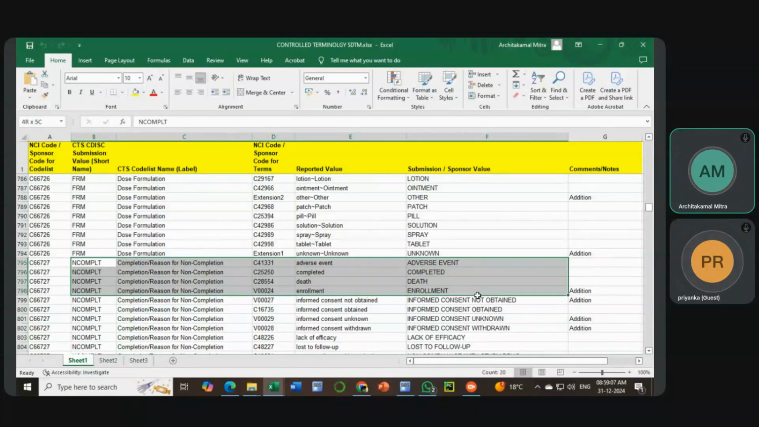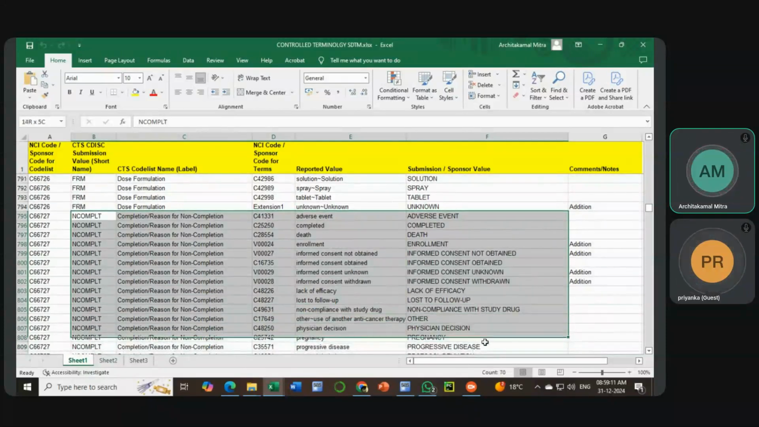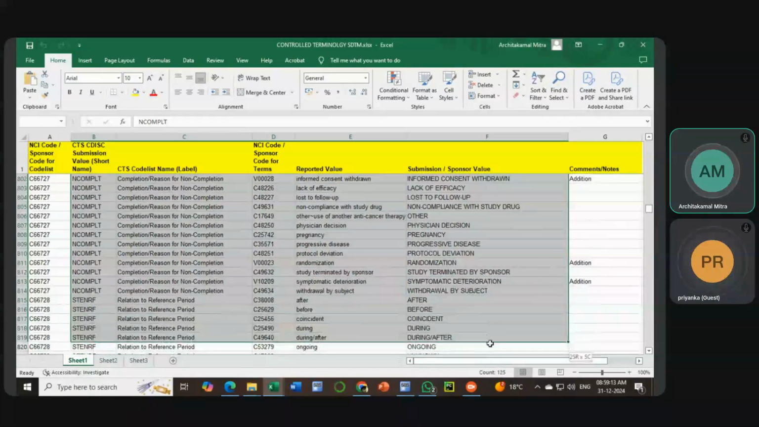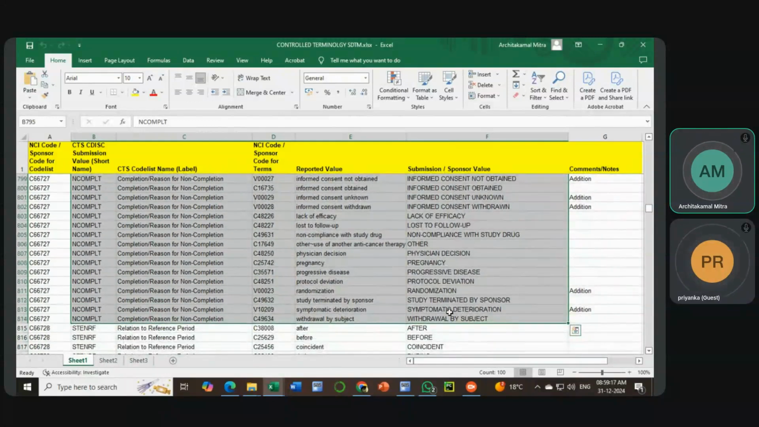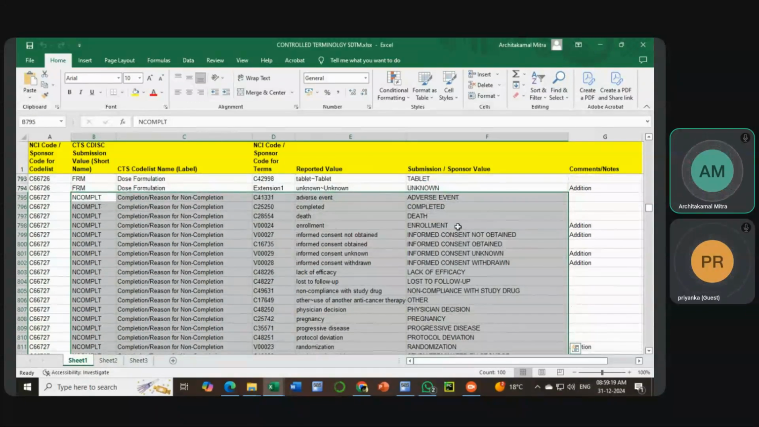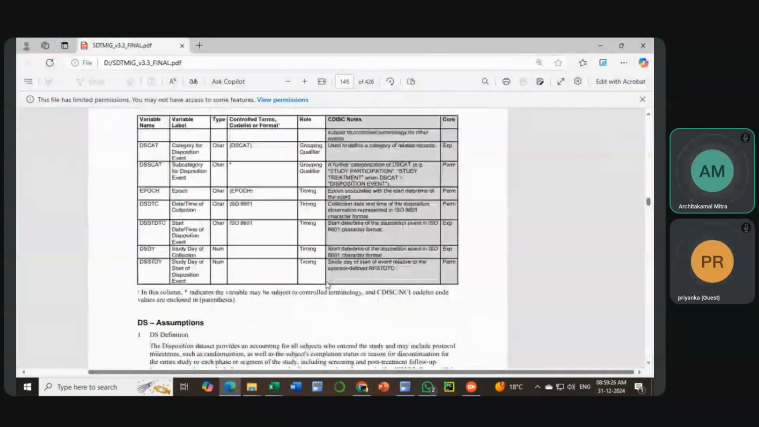Adverse event, completed, death, informed consent, lack of efficacy, lost to follow up, non-compliance with study drug. So all these you have to get. Within this, withdrawal by subject, symptomatic deterioration, study terminated by sponsor. All these you have to take into consideration. If you see, we get only those. We are not using anything different here.